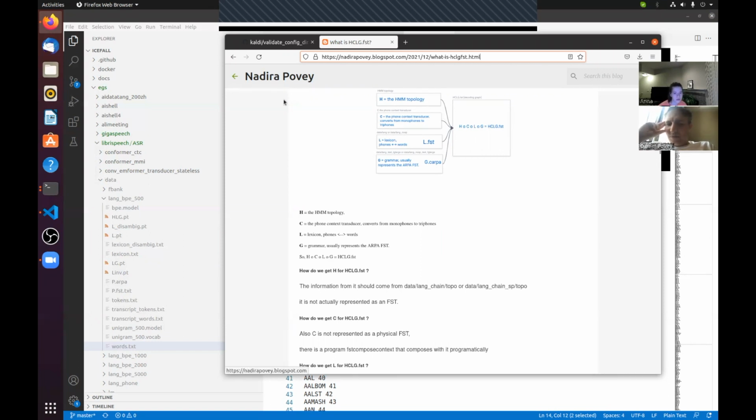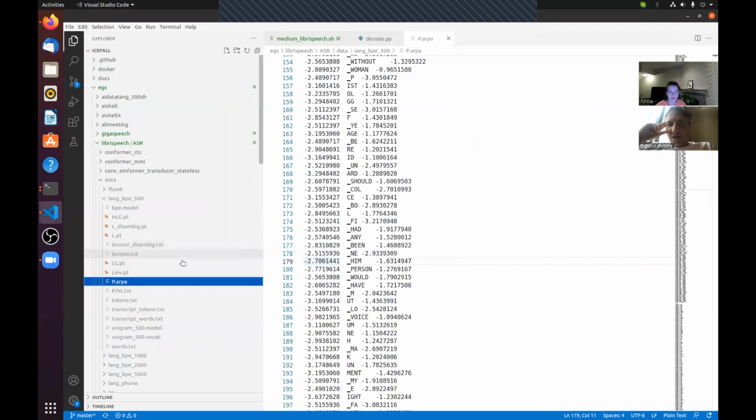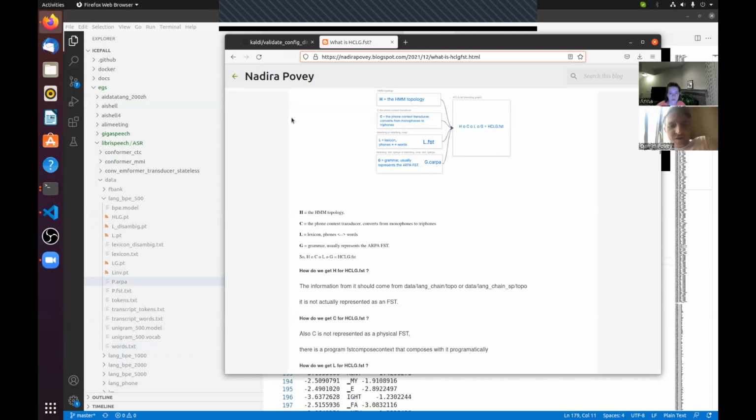And we replaced that with P? P isn't really a replacement for C. P is just a language model on phones, or not really on phones, it's really on BPE pieces in this case. This is for when you don't want to build the whole HCLG. You just want one thing that's a language model directly on the BPE pieces. I'm not saying that this is necessarily the best way to decode. It's just one thing that we were investigating, one mode that we can decode in.